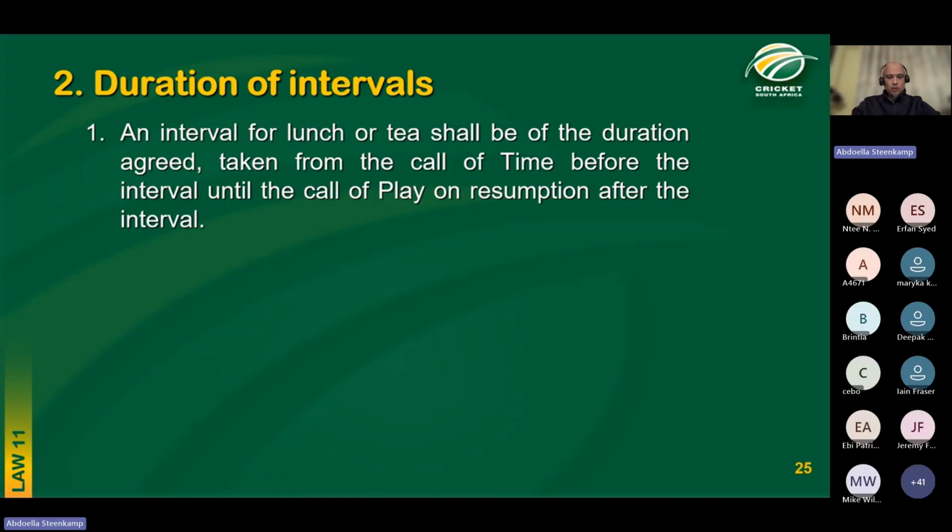When it comes to the duration of the intervals, the law doesn't tell us exactly how long your interval should be. This is where the governing body determines the length of these intervals. So in test match cricket, our lunch is 40 minutes and our tea is 20 minutes. All the law is telling us is, from the moment that you've called time to indicate that it is now lunch, whatever the length of your lunch should be, that duration, you will call play on the resumption after that amount of time.